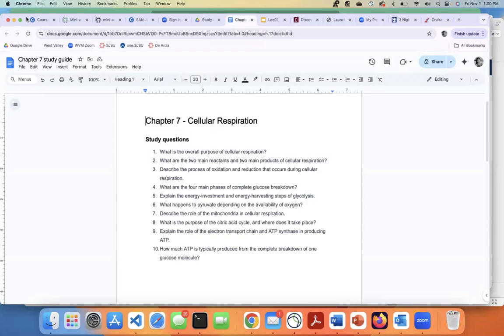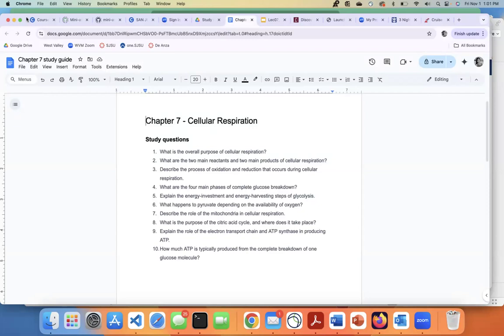Describe the role of the mitochondria. What's happening in the mitochondria with regard to the phases of glucose being broken down? Just revisit that. What is the purpose of the citric acid cycle? Where does it happen to begin with? At this point we're in the mitochondria, but where within the mitochondria does it happen? And what is our main goal?